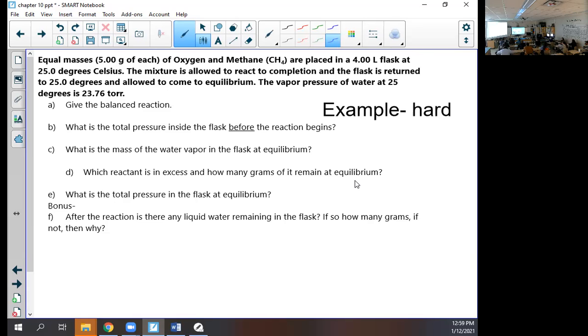Oh no. Chapter 4 again. I hate chapter 4. Okay, I don't, but you do. All right. Letter E. What is the total pressure of the flask at equilibrium? Bonus. After the reaction, is there any liquid water remaining in the flask? If so, how many grams? If not, then why? I love this question. I wrote this question.